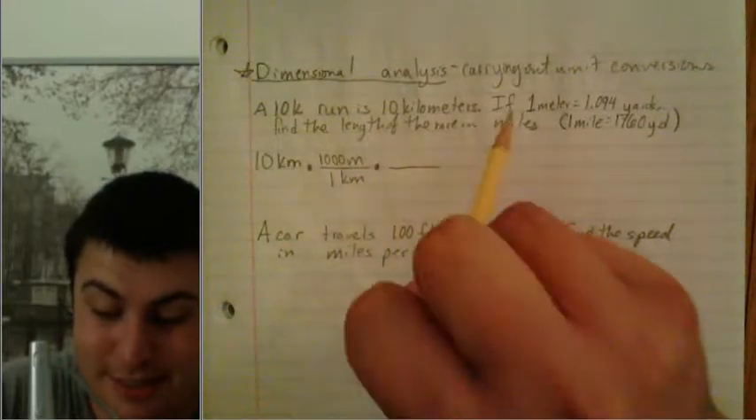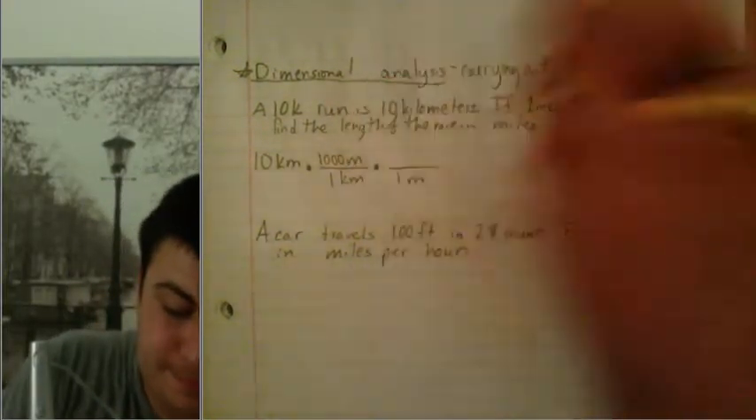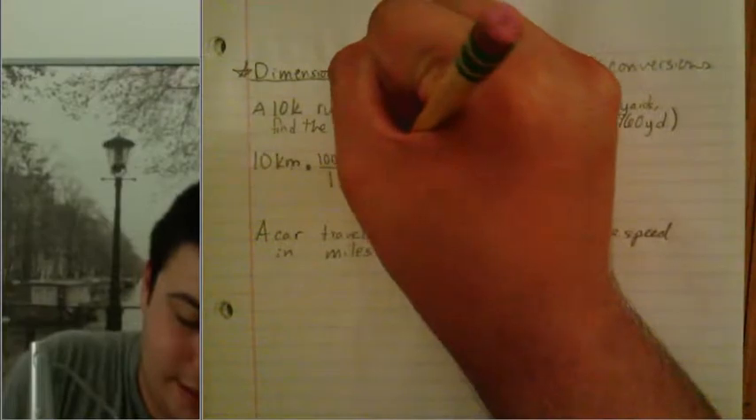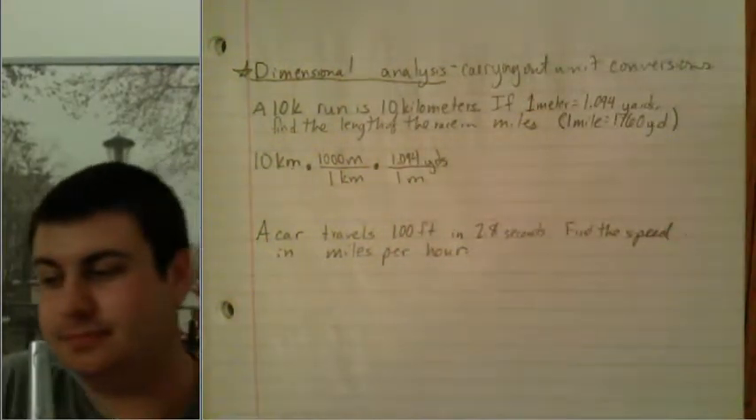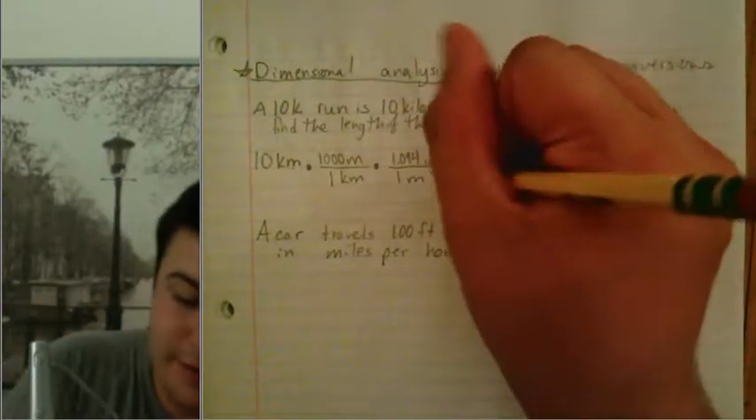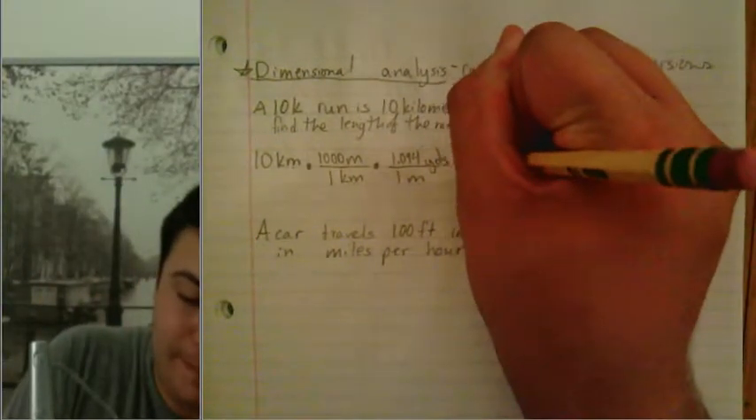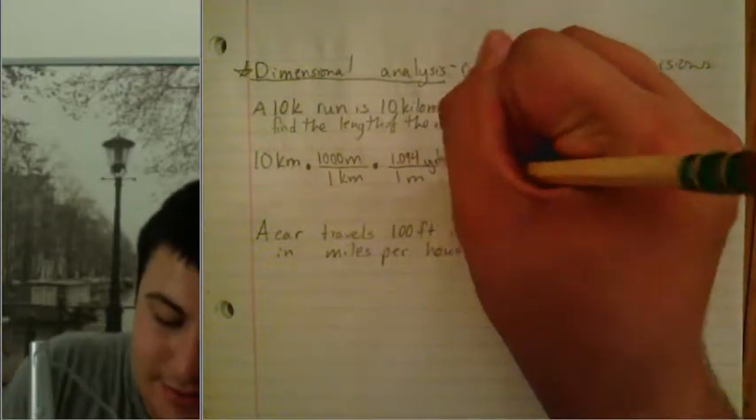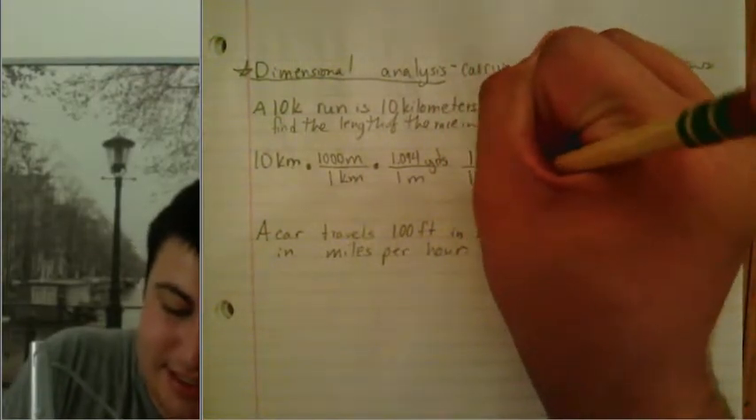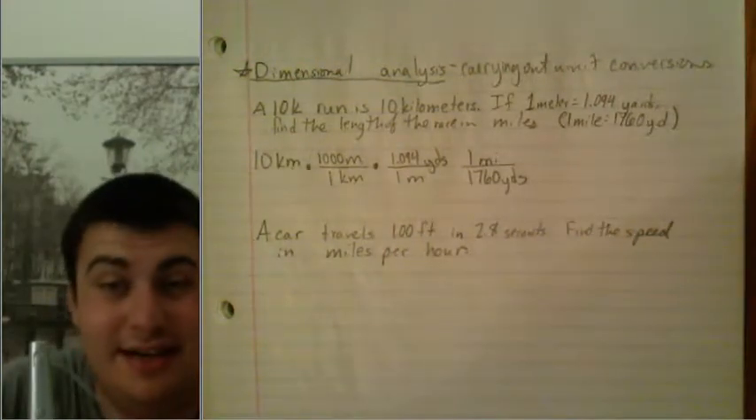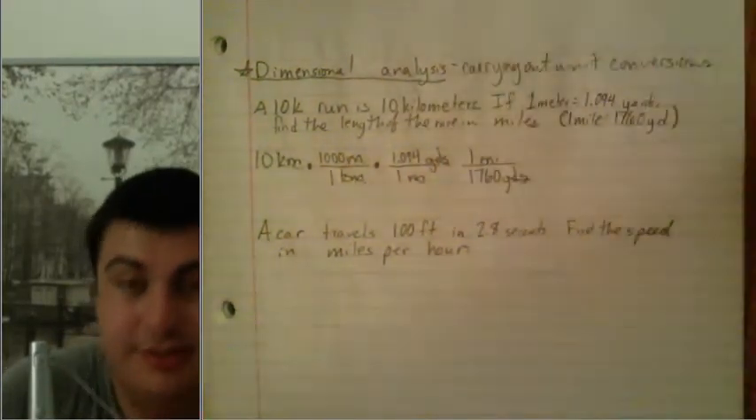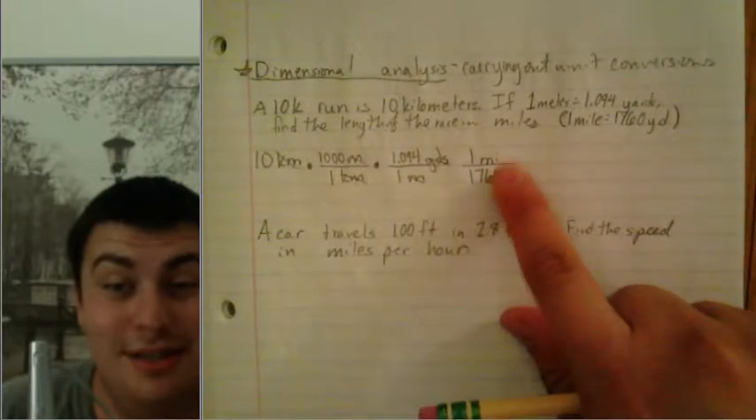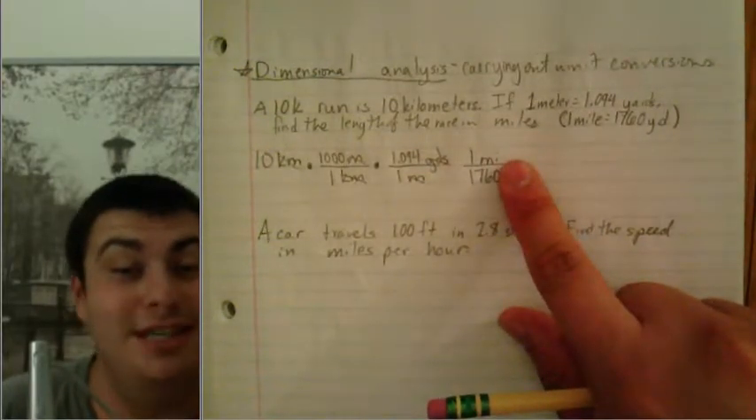Let's see, so we're in meters. We know that 1 meter is 1.094 yards, and we know that 1 mile is 1,760 yards. Now, kilometers are going to reduce, meters are going to reduce, yards are going to reduce, and we'll be left with miles, which is the conversion that we want.